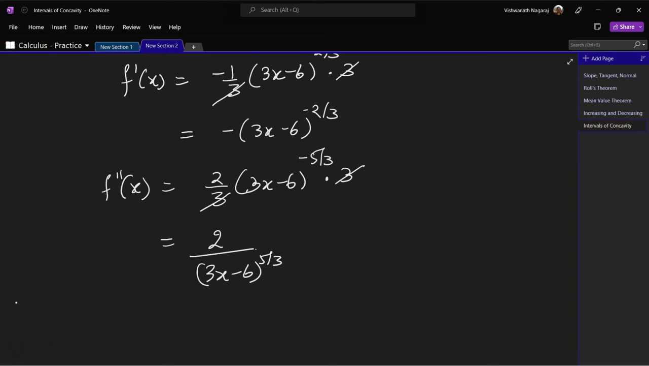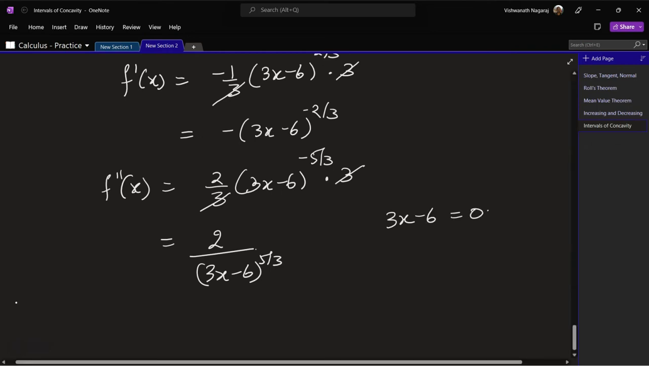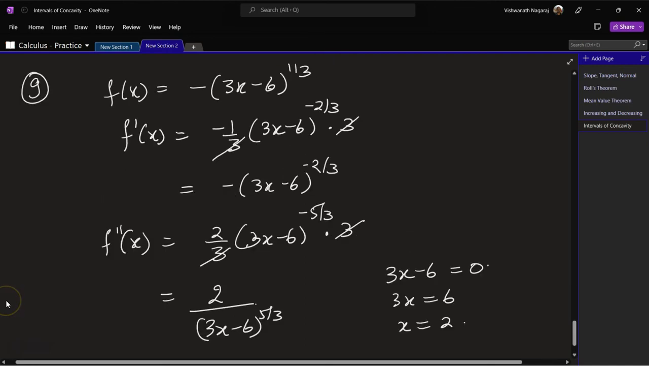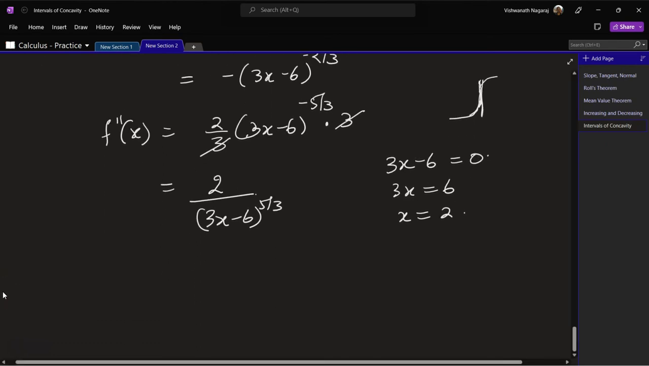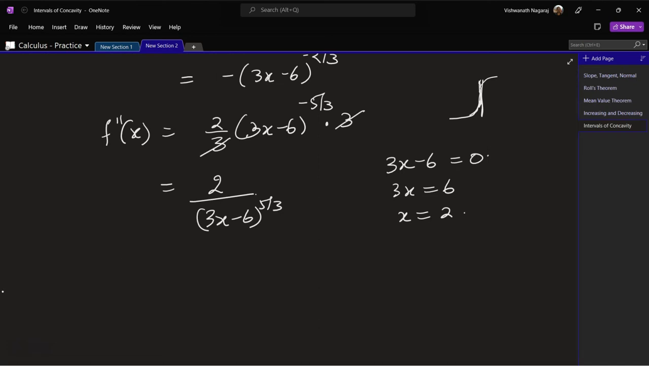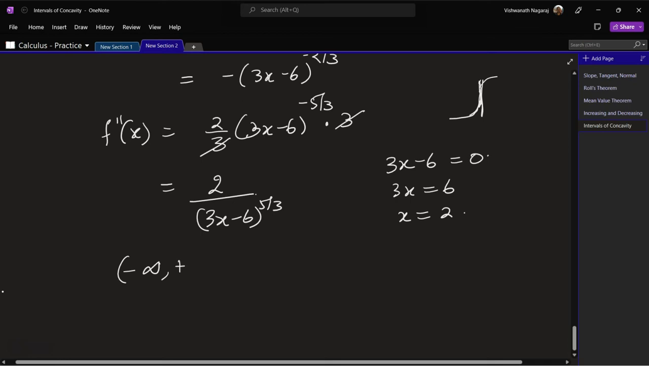One thing is here, something funny might be happening at 3x - 6 equal to 0. So when this becomes 0, the denominator becomes 0. So let's see what is happening. 3x - 6 equal to 0, so 3x equal to 6, x equal to 2. So most probably what is happening is that it is going something like this. So the slope is vertical at this point. Okay, so that would be the intervals minus infinity to 2 and 2 to infinity.